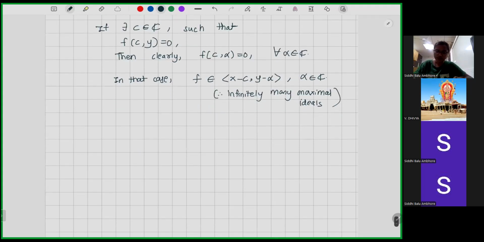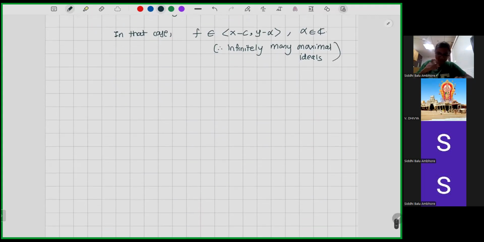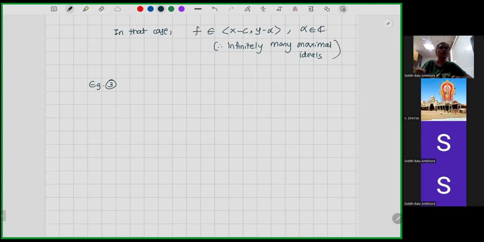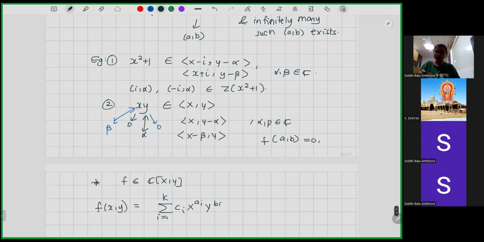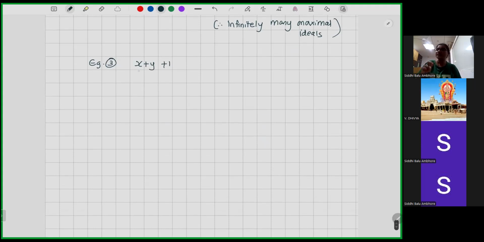Now, if no such x exists, for example, suppose I take this polynomial, x plus y plus 1. Doesn't matter whatever x you substitute, you can't get 0 here. Unlike this, where substituting x as 0, the polynomial was becoming 0. Here also substituting i or minus i in this x, I was getting 0. But in this polynomial, substituting some value of x is not giving me 0 in any case.